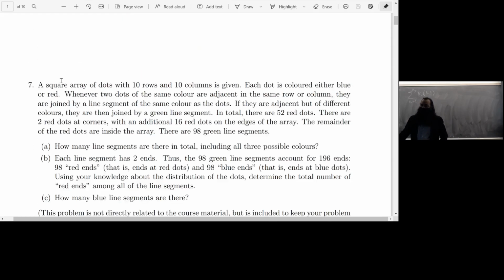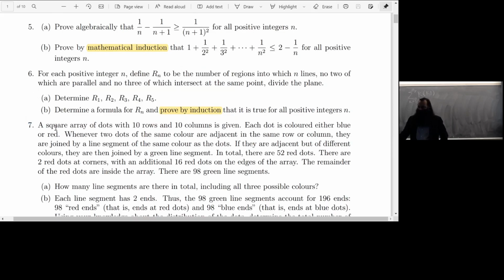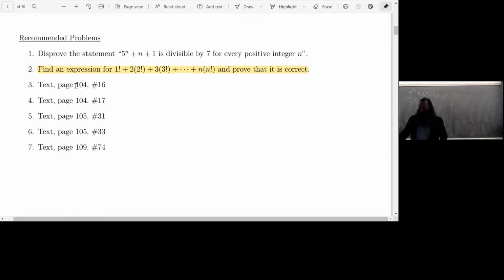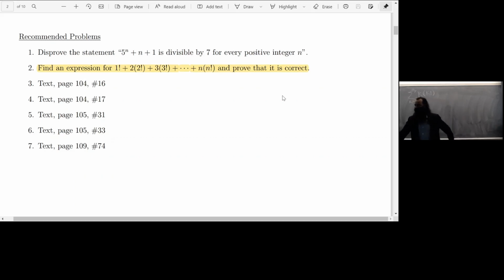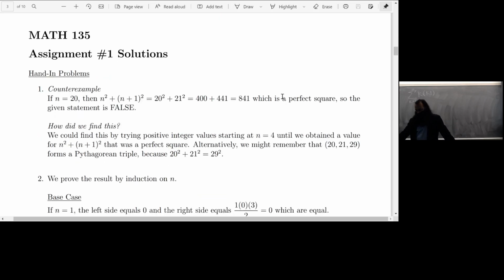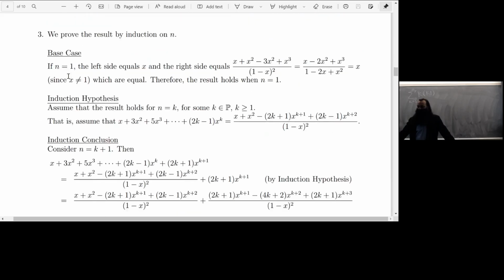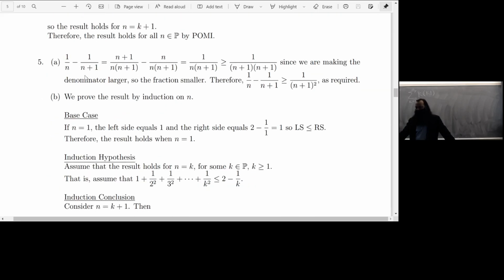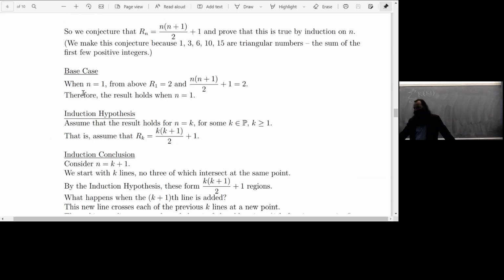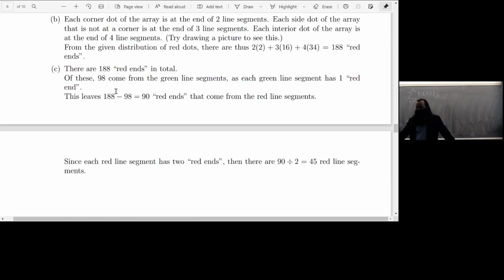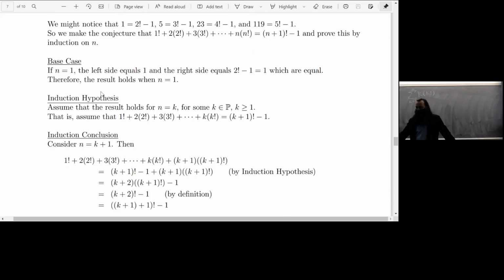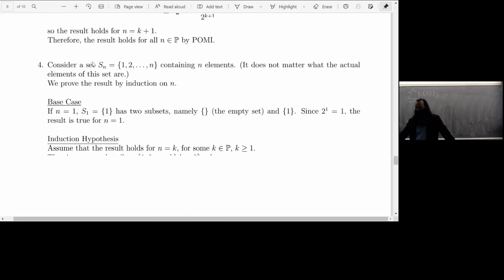Oh, and then there were 7 questions on this assignment. And then there was a bunch of other recommended problems. One of them was this. Find an expression for 1 factorial plus 2 times 2 factorial plus 3 times 3 factorial, and so on, and prove that it's correct. So this was week 1 of the course. And you can see in the solutions, it's induction, induction, induction, induction, game theory, but proven using induction. Recommended problems, proven using induction.